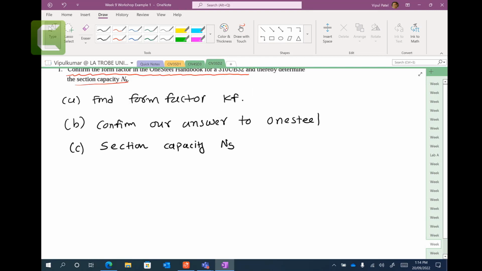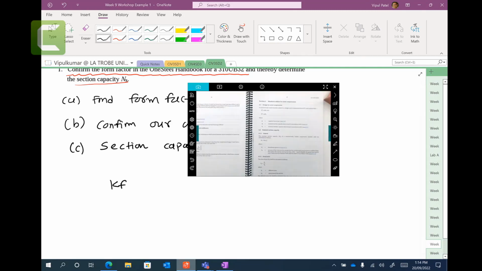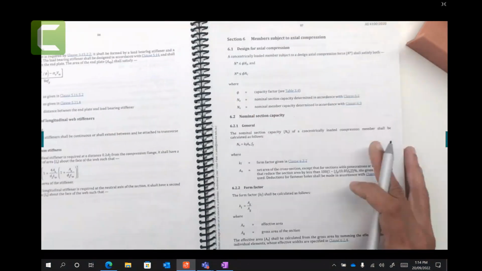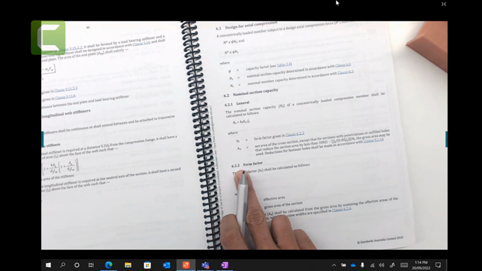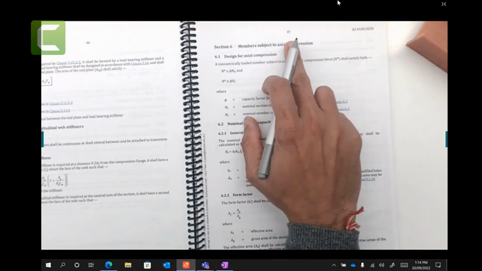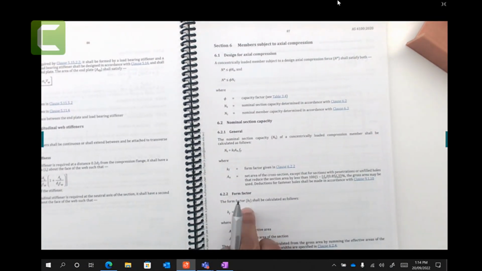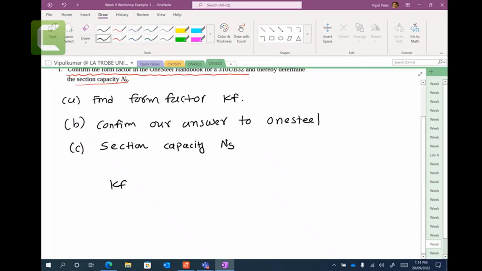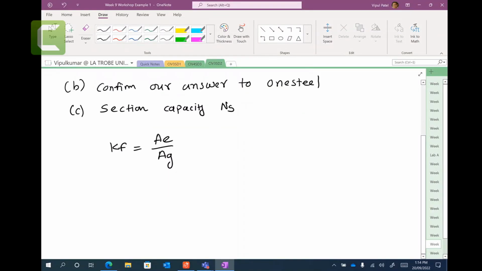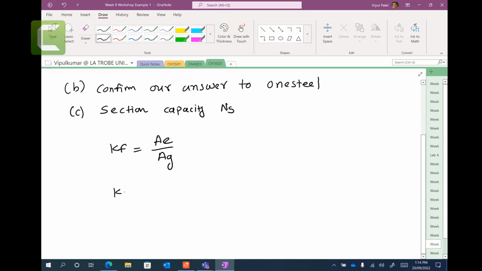Now, for the form factor, the equation is given here. The form factor equation is in clause 6.2.2 on page number 87 in section 6. Form factor is equal to effective area over gross area. Now this effective area and gross area business is saying that KF has two options. You can take KF equal to 1 or you can take KF less than 1.